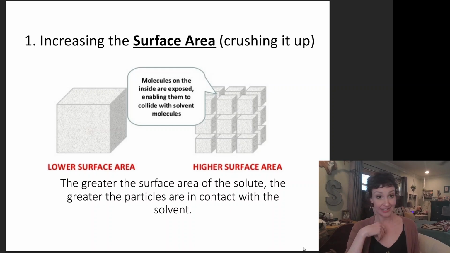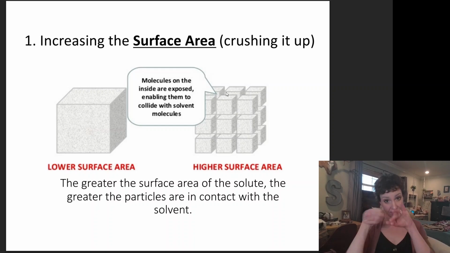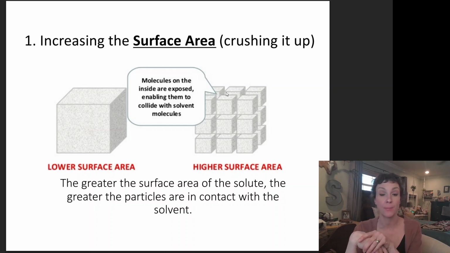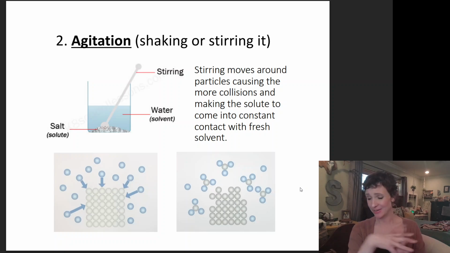The first thing that I can do is I can increase the surface area. Like, oh my gosh, what is this with this surface area term? That just means breaking things up into smaller pieces, like crushing something up. So if I crush something up with a higher surface area, the molecules on the inside are more exposed, meaning the solvent can come into contact and break them apart more quickly, okay? The greater the surface area, which means the smaller the particle of the solute, the greater the particles are in contact with the solvent. So if I increase my surface area by crushing it up, then I increase my rate of dissolving.